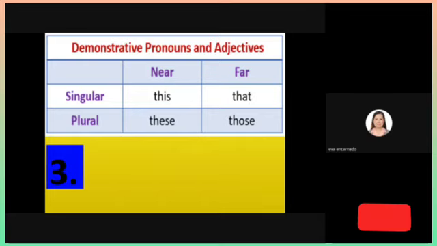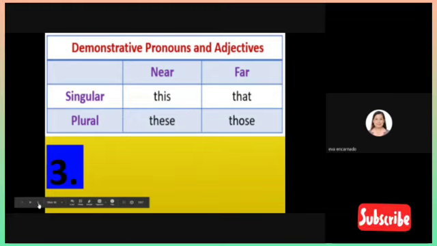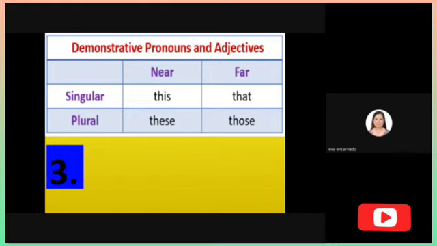Halimbawa, tinitingnan ko yung tree, malayo sa akin. Singular, isa lang yung nakita, that is a tree, or that is a mango tree, or that is a narra tree. Pag marami yon, maraming narra tree doon, okay? Those are narra trees. Ganon. Those are apple trees. Okay? So, I think you know this already. Kasi inaral nyo na ito nung grade 1 kayo eh.